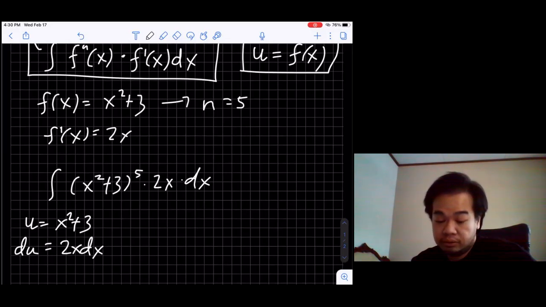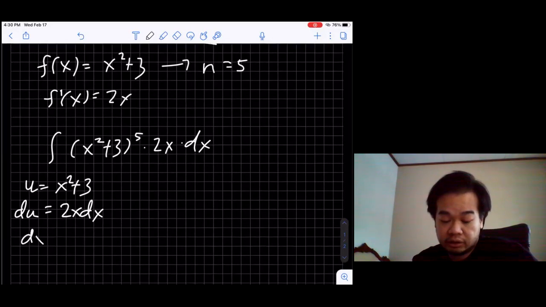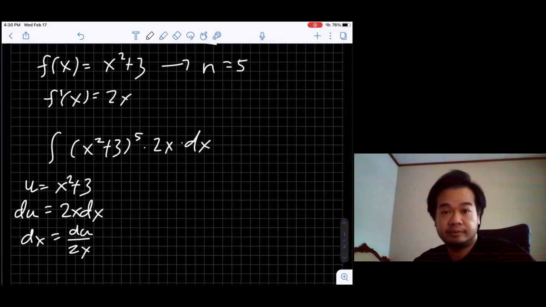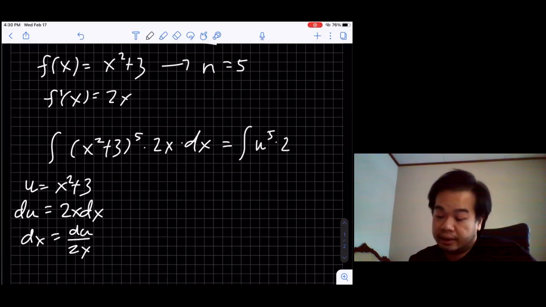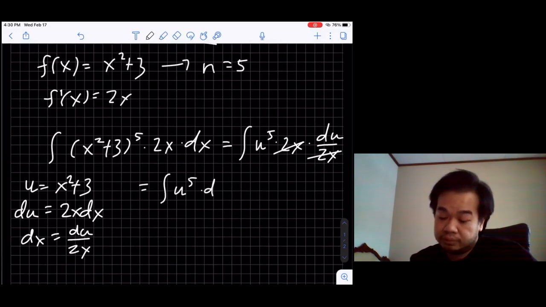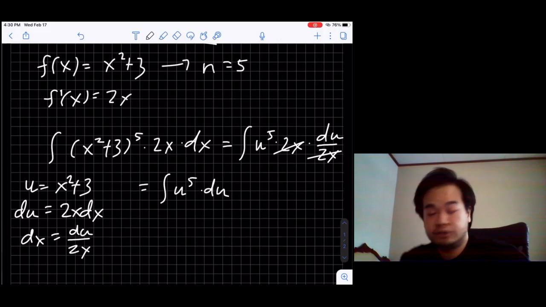Now, what is dx? Then dx is equal to du over 2x. And then we change this into the integral of u to the power of 5 times 2x, and dx will be equal to du over 2x. Cancel, cancel. So it's equal to the integral of u to the power of 5 du. Now let's pause for a while.